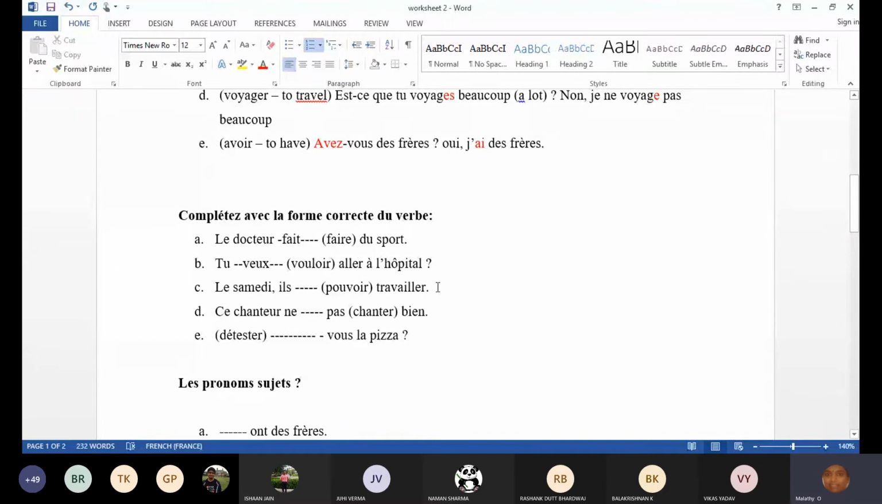Le samedi ils travaillent. So the subject is given directly here, ils. Then the conjugation of pouvoir would be the verb form. On Saturdays, they can work. Travailler means to work. It's also an er verb.